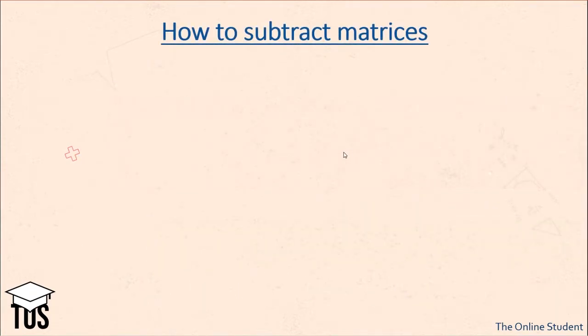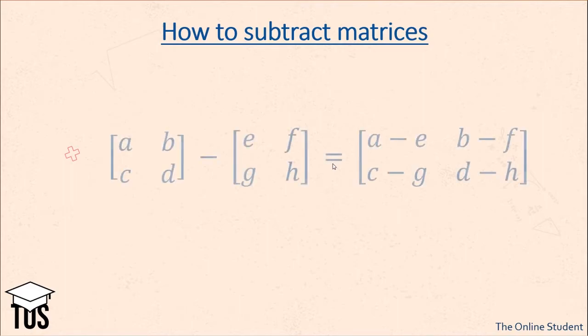Now let's try to subtract matrices. The method is quite similar. The only difference is that you do not add up each corresponding element, but you subtract each corresponding element. So let's say the element on the first row, first column, which is A, we subtract it with the element on the first row, first column of the second matrix, which is E. So in our resulting matrix, the element on our first row, first column is A minus E. The same for all the rest.